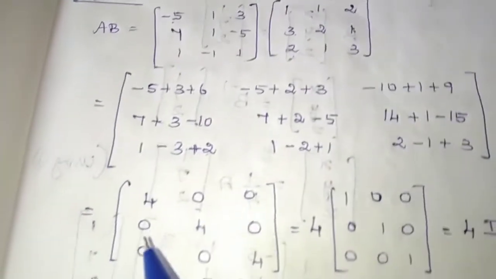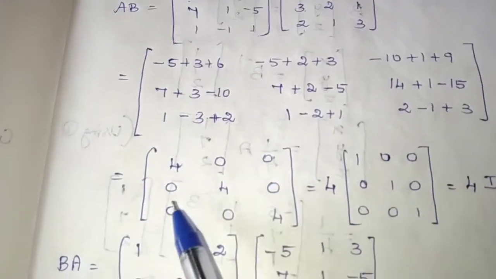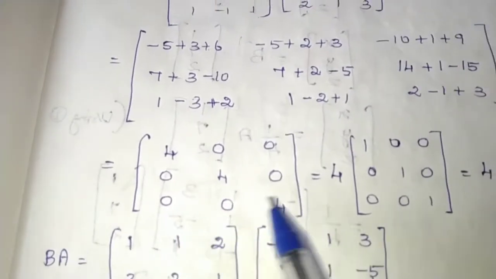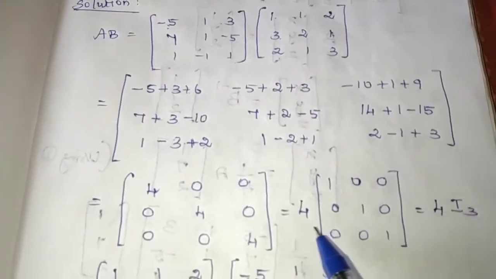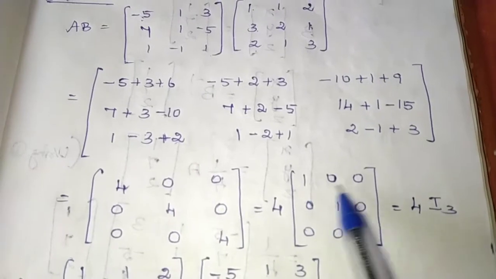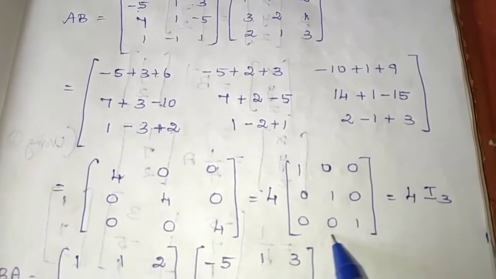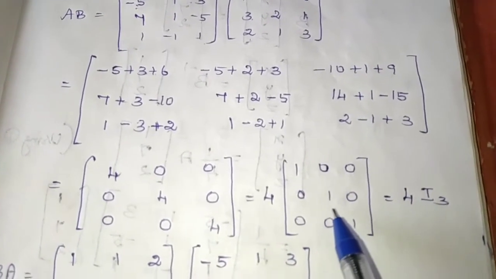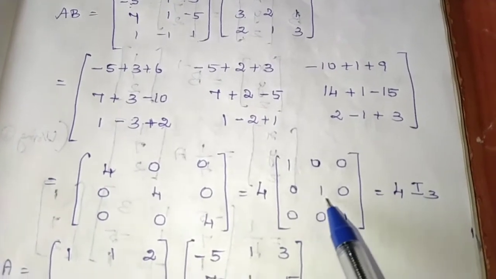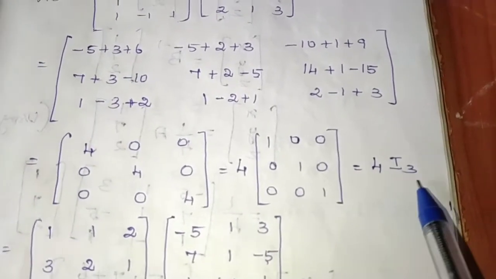And simplify, we get 4 0 0, 0 4 0, 0 0 4. Now 4 taken common, now 1 0 0, 0 1 0, 0 0 1. So it is an identity matrix, a 3 by 3 identity matrix, then 4I3.